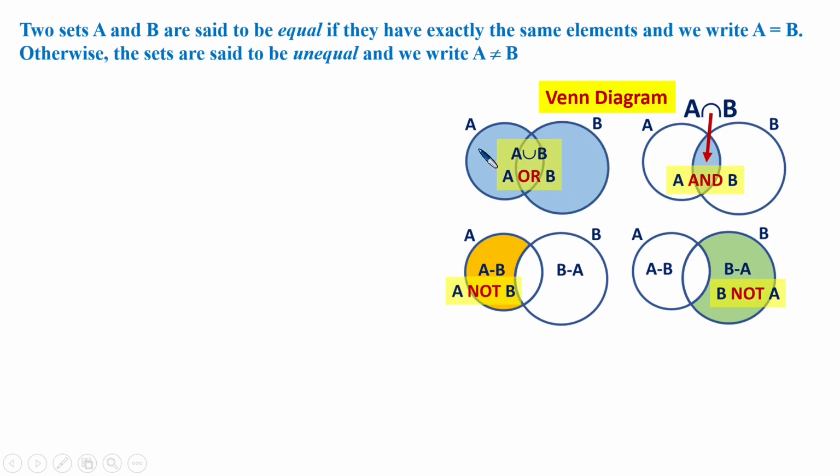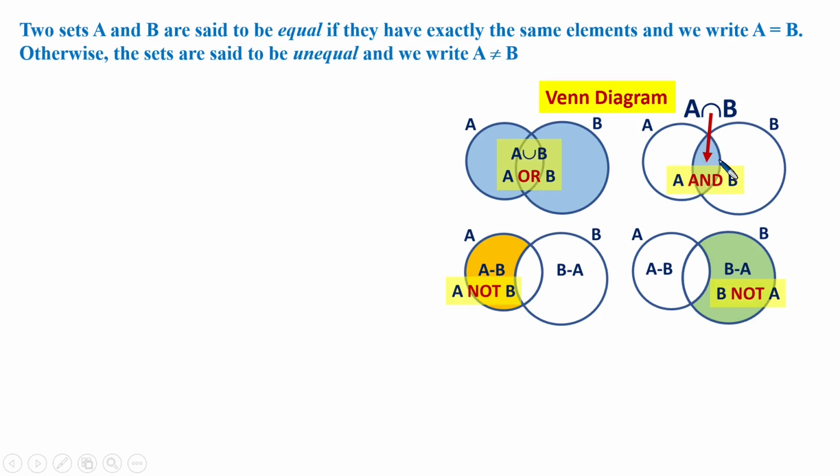Now if I combine them, that is A union, this symbol is called union. A union B means any element in A or in B, so both these circles are shaded. The next one is the common element, that is, an element present in A as well as present in B. This is the intersection. These are the common elements. So an element here is not present here, and an element here is not present here.